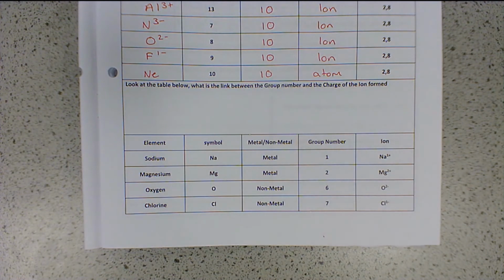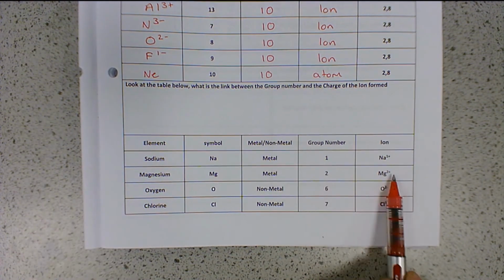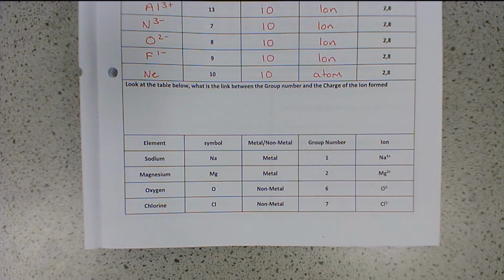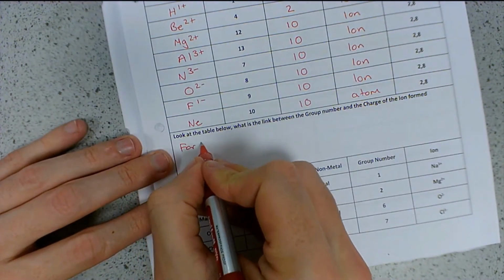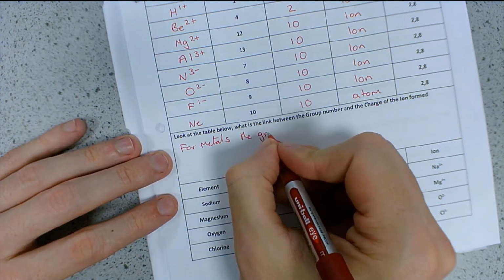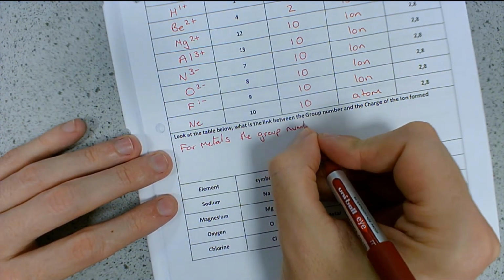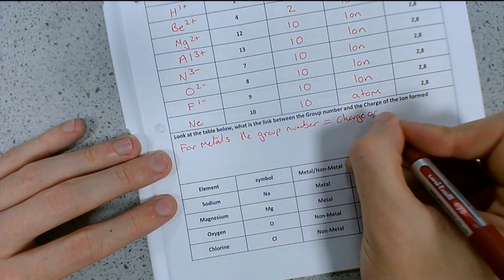And remember, metals and non-metals form ions in different ways. Metals lose electrons to become positive, whereas non-metals gain to become negative. So for metals, it's nice and simple. Whatever the group number is, that is the charge of the ion. If the group number is 2, it's +2. If the group number is 1, it's +1. If the group number was 3, it would be +3. So for metals, the group number is equal to the charge of the ion.